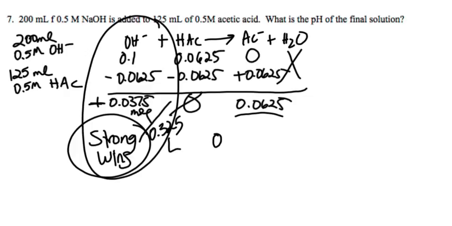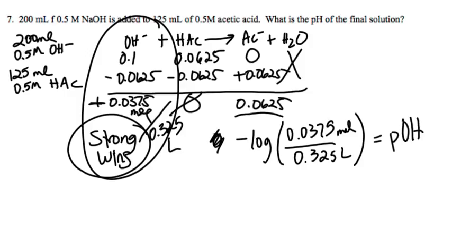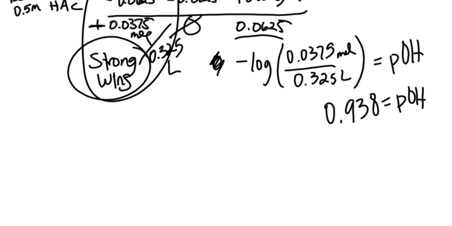So I'm going to write it out here: negative log of my moles, 0.0375, divided by the liters, 0.325 liters. I have to convert to molarity before I can find the pOH in this case. So my pOH is, give me 3 sig figs, whatever. 0.938 is equal to the pOH. So am I going to get a basic solution here? I hope so. What is it?